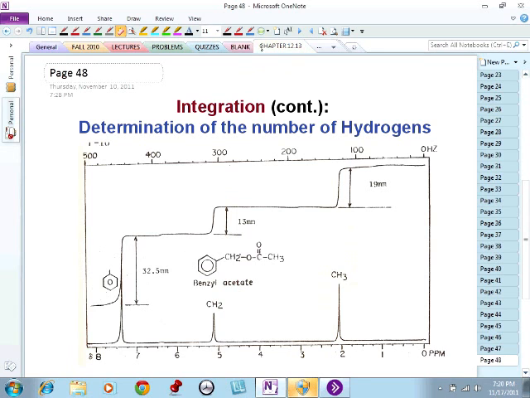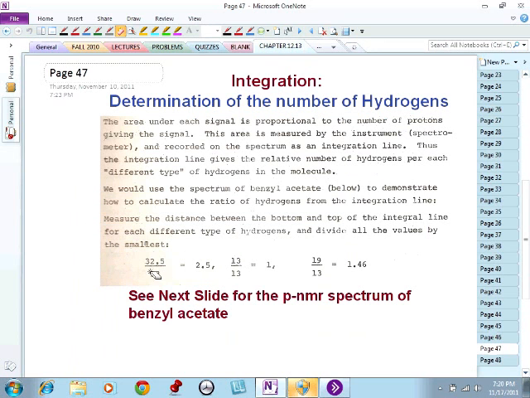Then you divide by the lowest value, which is what I have here. You divide by this, so that gives you 2.5, 1, and 1.46. Because you cannot have 1/2 of an atom, you multiply these values so that you get an integer, a whole number. Integer.